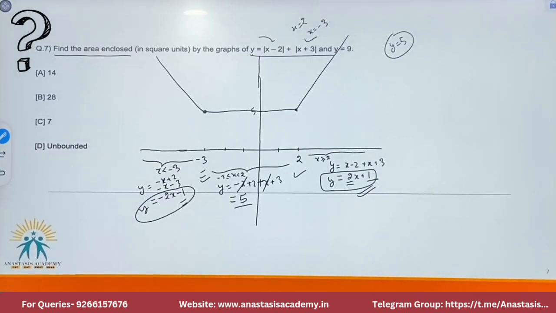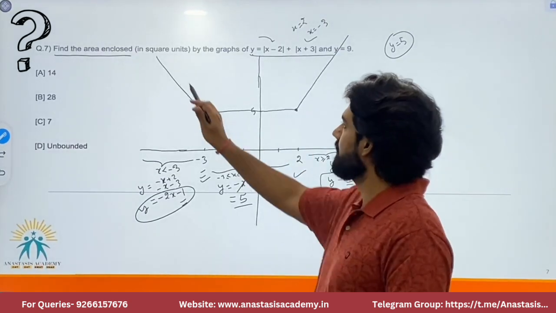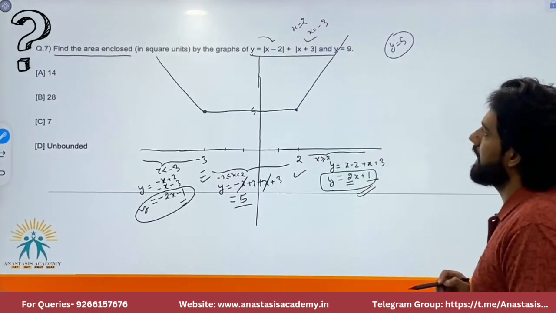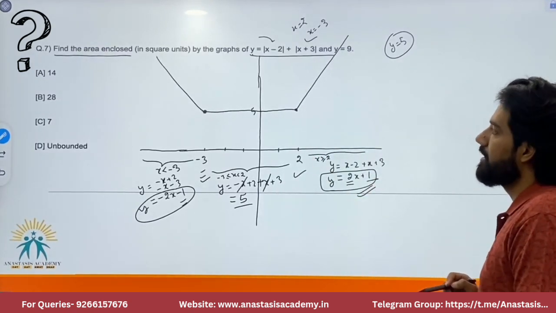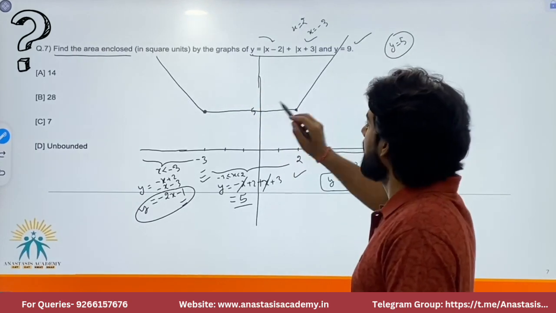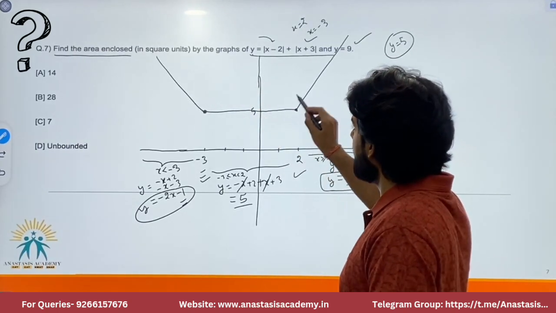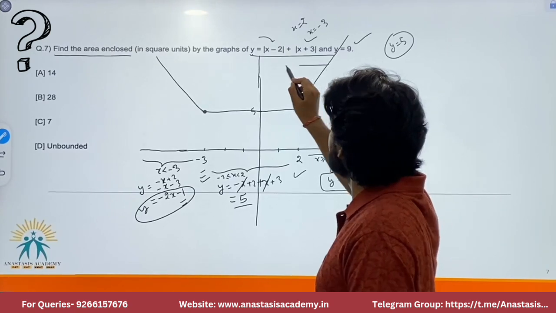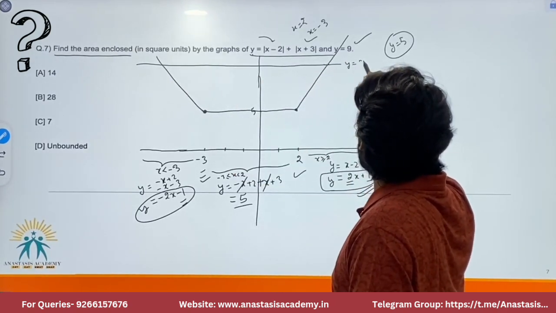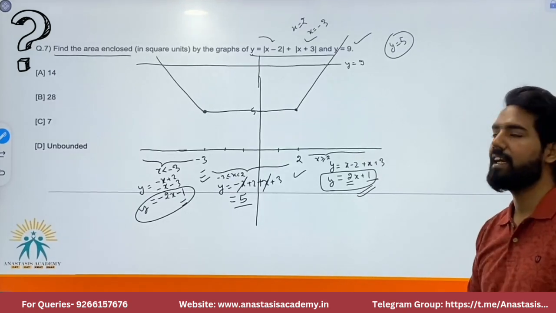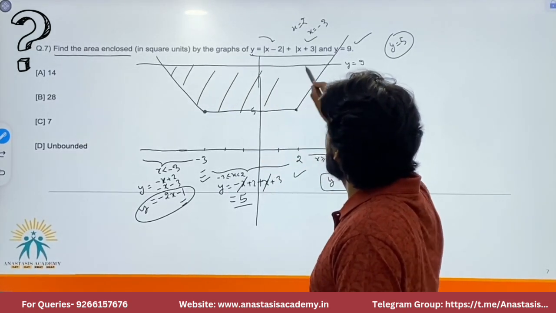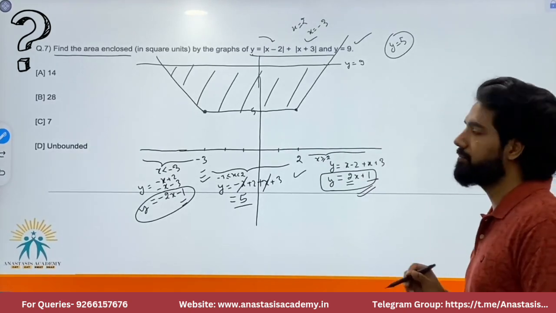Now I need to find the area enclosed by this graph. This is the graph for the expression y equal to |x - 2| + |x + 3|, and I need the area enclosed by this graph and y equal to 9. I know y equal to 5 is this line, so y equal to 9 will be this straight line. So I need to find the area enclosed, which is a trapezium. I need to find the area of this trapezium.